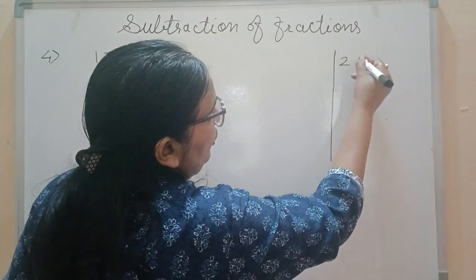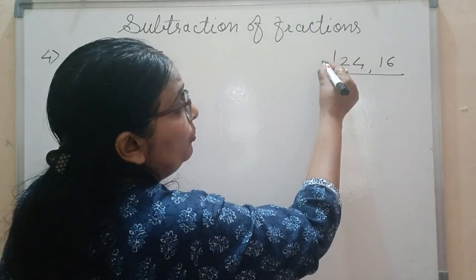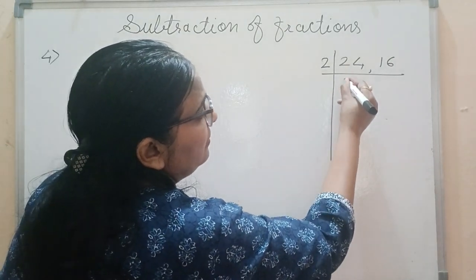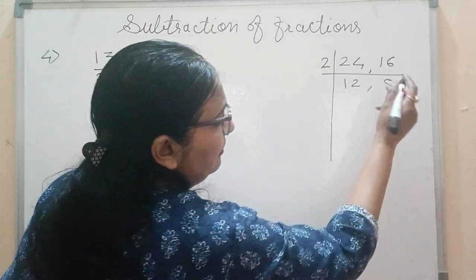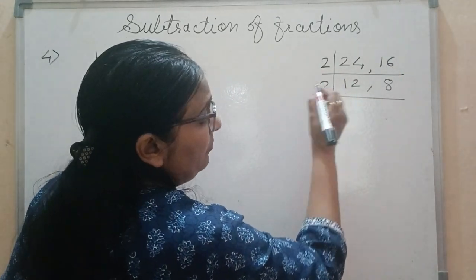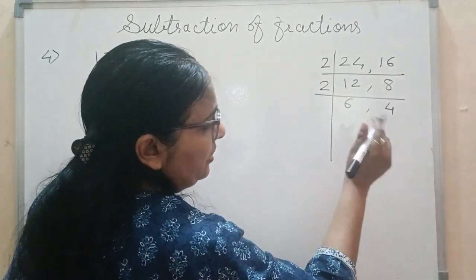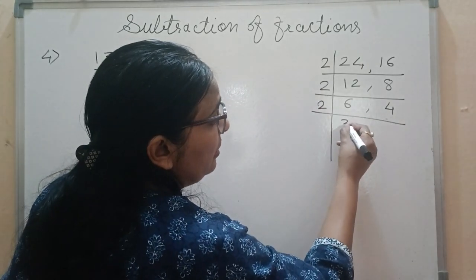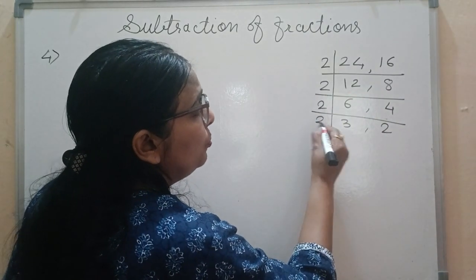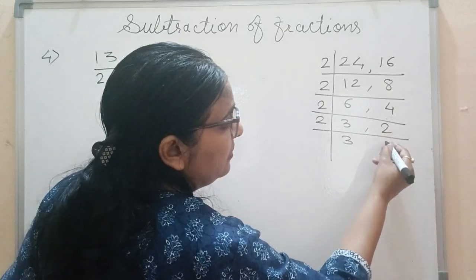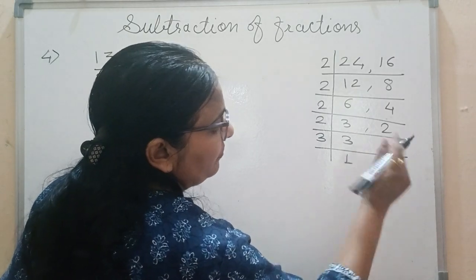First denominator is 24, second is 16. Both are divisible by the small prime number 2. Therefore 2 here, 2 ones are 2, 2 twos are 4... so 12 here. Then 2 eights are 16. Next, again by 2. 2 sixes are 12, 2 fours are 8. Again by 2. 2 threes are 6, 2 twos are 4. Now next again 2. 3 I will write as it is. 2 ones are 2. Now next 3. 3 ones are 3.